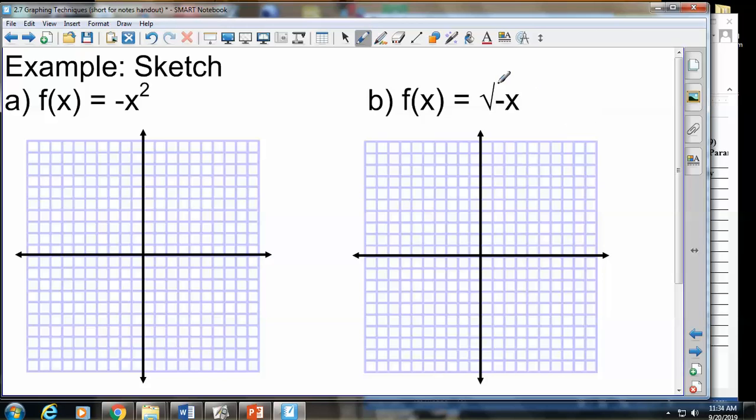Okay, so let's just try a few. We may or may not do all the ones I have on here. We just kind of need to see how we're doing and go from there. So my parent function would be x squared, 0 squared is 0, 1, 1, 2, 4, negative 2, 4, negative 1, 1. So at least 3 points. Dashed line.